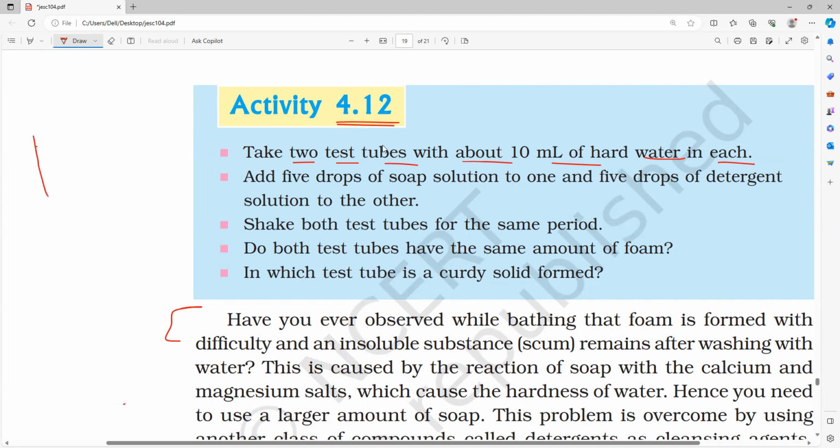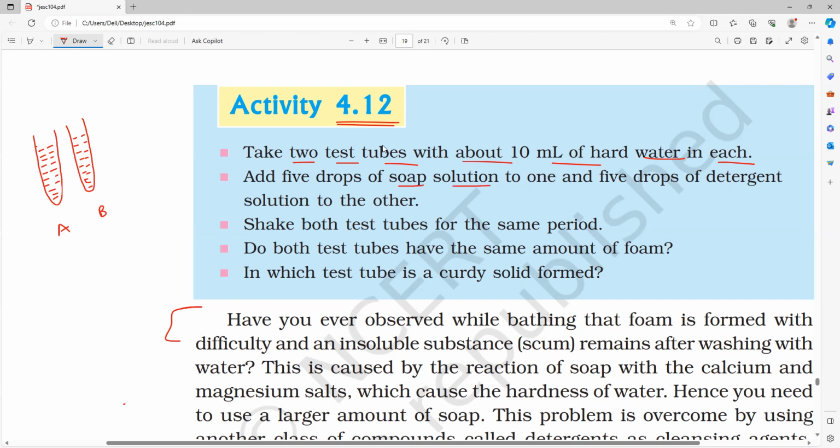So take 2 test tubes, draw it aside. One is test tube A and another is test tube B. In both test tubes you have to add how many ml of water? You have to add 10 ml of water. Now, what else do they say next?